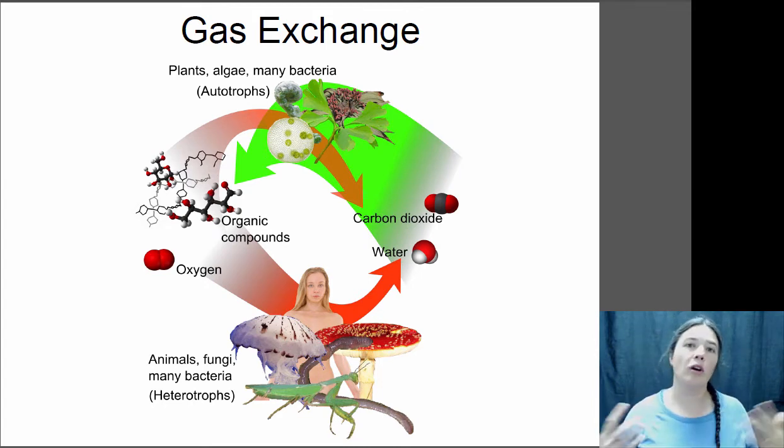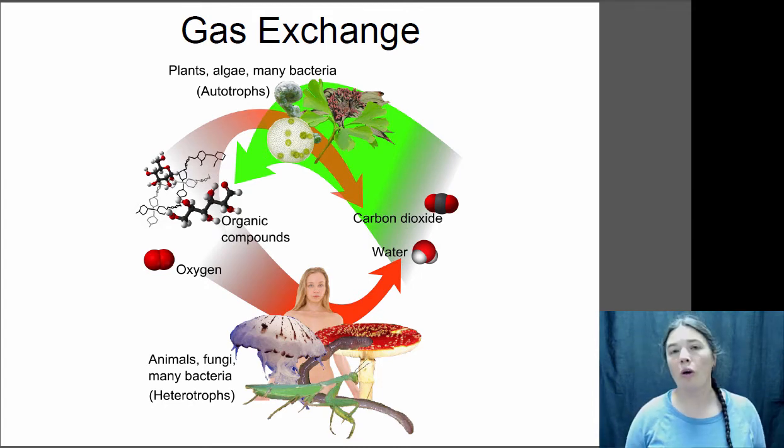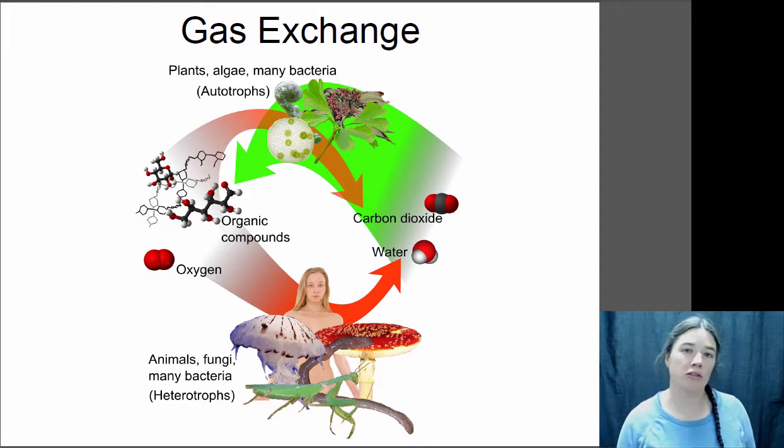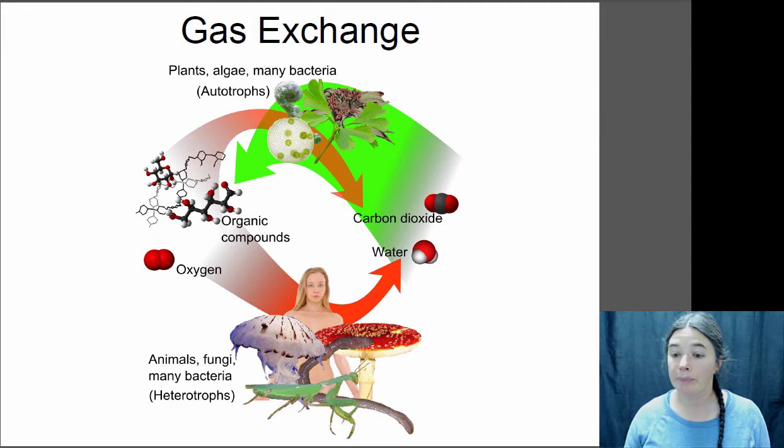But for animals, there are no photosynthetic animals, so all animals need to bring oxygen into their bodies and need to get carbon dioxide out. And so that process is a really important process for animals to survive.